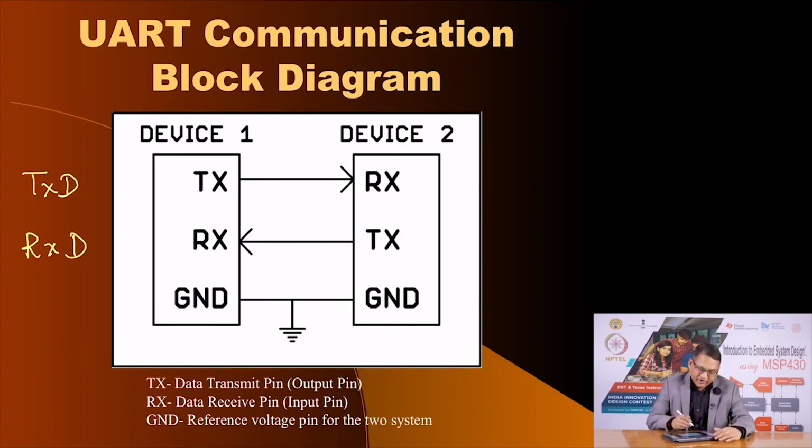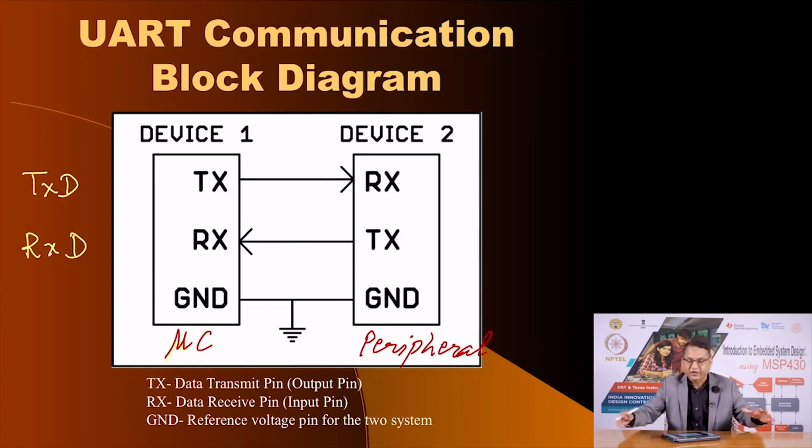One device could be a microcontroller and the other device could be some peripheral, or you could have both the devices as microcontrollers. It could be two independent devices that want to communicate with each other, and they could use the UART protocol.